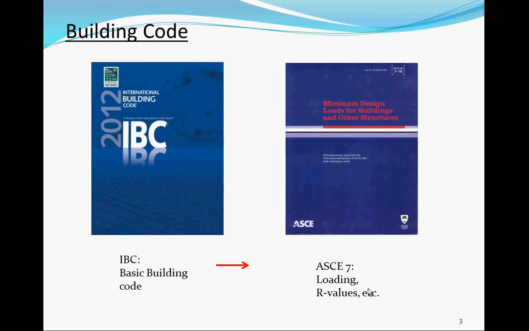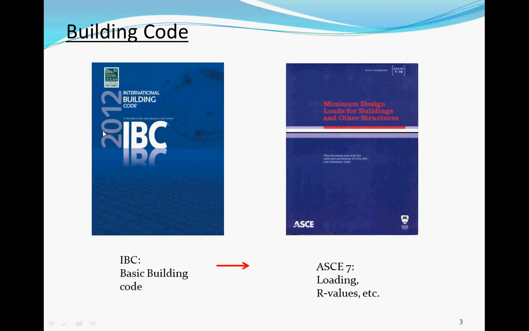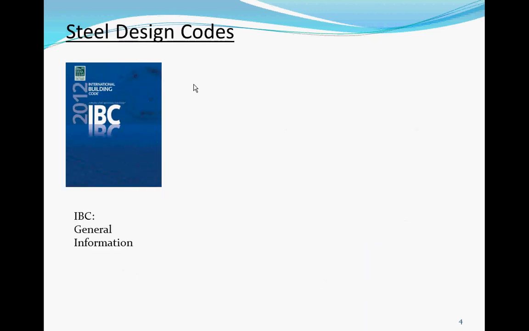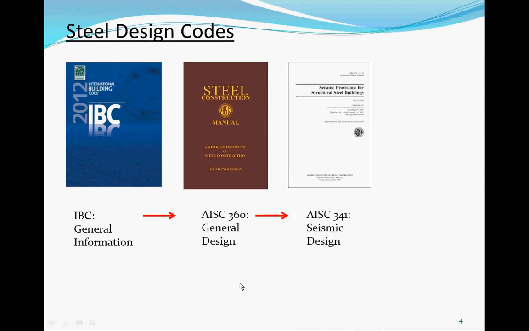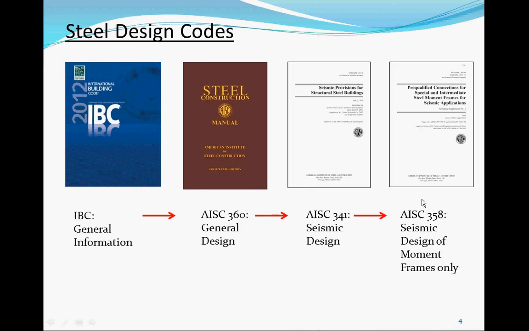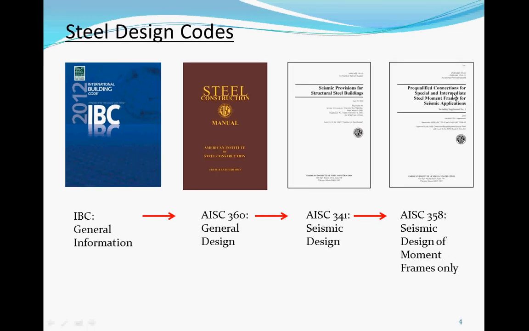So that's how it works in this country. This is the basic code, and from there it references different types of code for the different materials and loading. So, general information: when it comes to steel design, the building code references the AISC 360. That's your steel design. It references it directly. Within 360, it references 341 for seismic design, and in seismic, they reference the prequalified connections for special and intermediate moment frames.